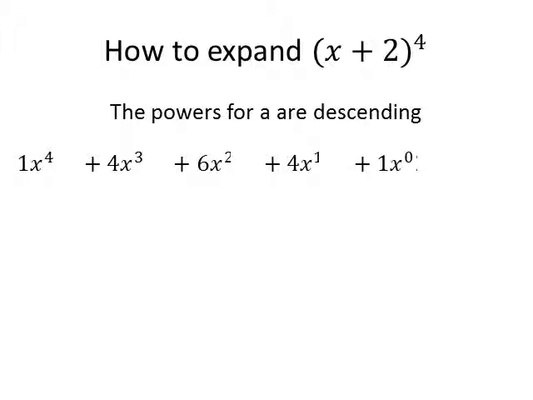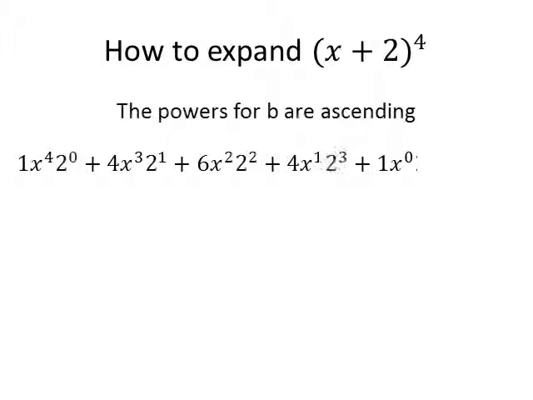Then I do the same thing with 2, only instead of starting with 4 and going down to 0, I start with 0 and go up to 4. So 2 to the 0, 2 to the 1st, 2 to the 2nd, 2 to the 3rd, and 2 to the 4th. Now, I'm finished with the Pascal's triangle part. What I'm going to do now is combine everything and make it look neat, so it looks like standard form.